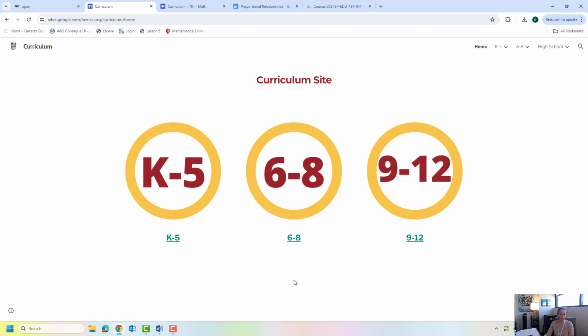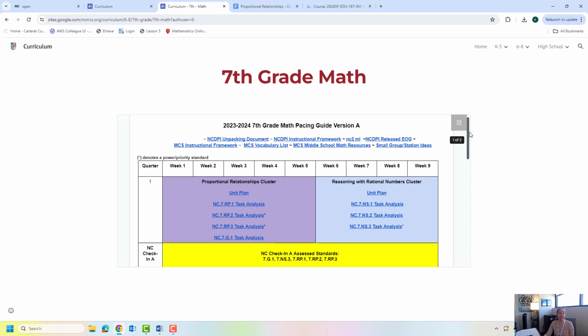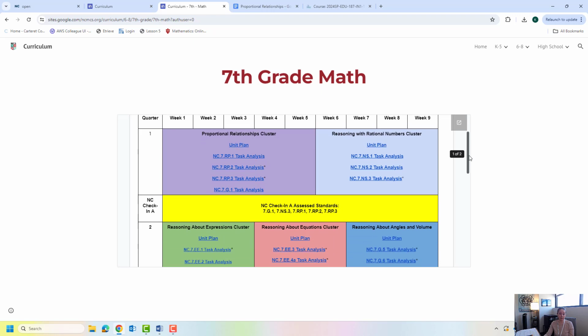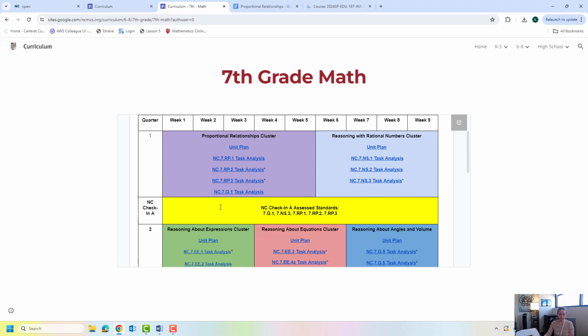If you click on it here, again, I'm going to do 7th grade math. So if I click into here and I click on 7th grade math, this is what it's going to give me. This is what we call a pacing guide. This is their year-long plan for 7th grade math. So it's saying, okay, weeks 1 through 5 of the first quarter, I'm going to do proportional relationships. That's my unit. Weeks 6 through 9, I'm going to do reasoning with rational numbers. Notice they have a benchmark test that students take after that. And then in the second quarter, this would be weeks 10, 11, 12, I'm going to do reasoning about expressions.